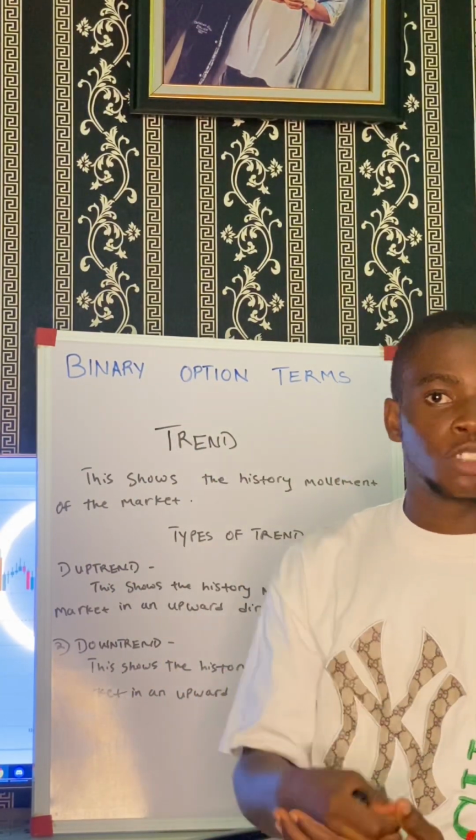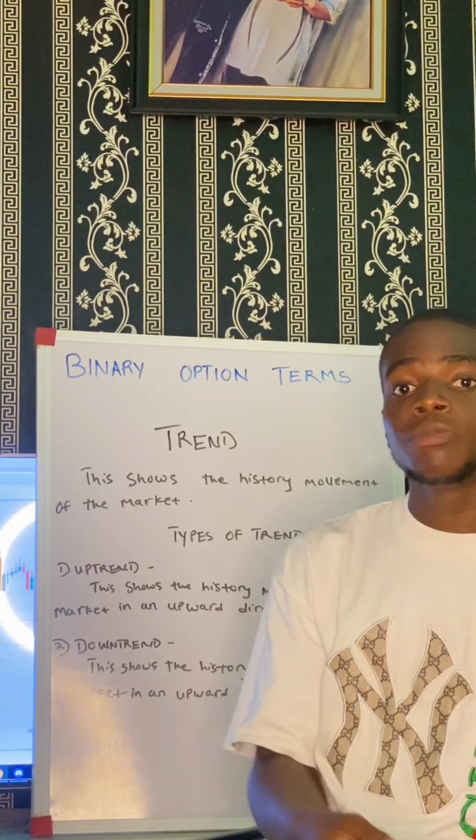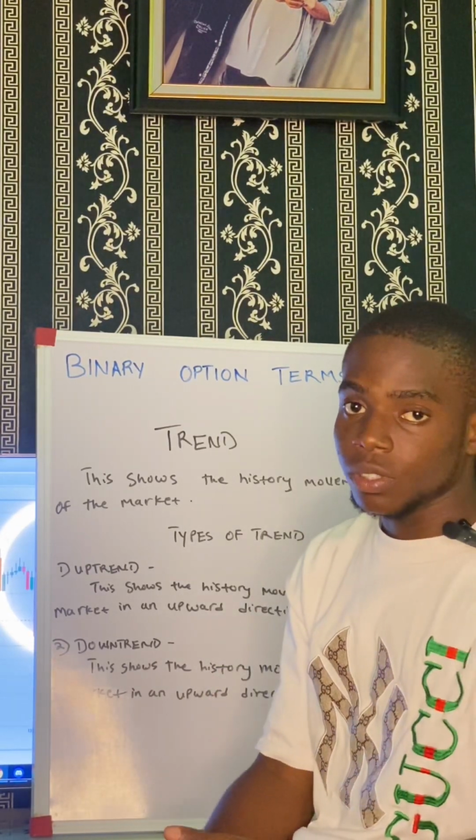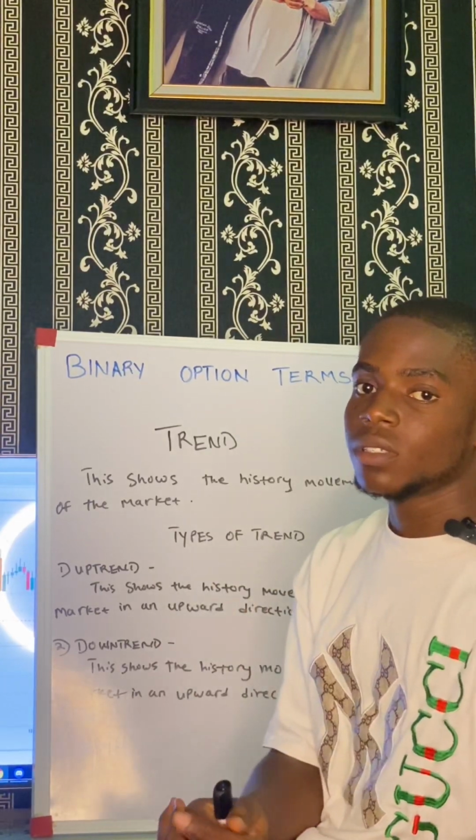And we also have a downtrend. Downtrend simply shows the history movement of the market in a downward direction, or you can call it the bearish market. That is what it is. Let's go for an illustration.